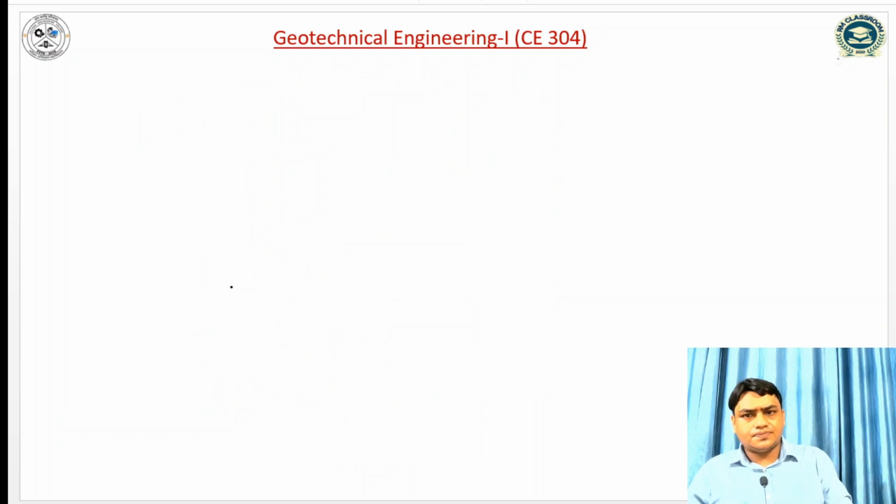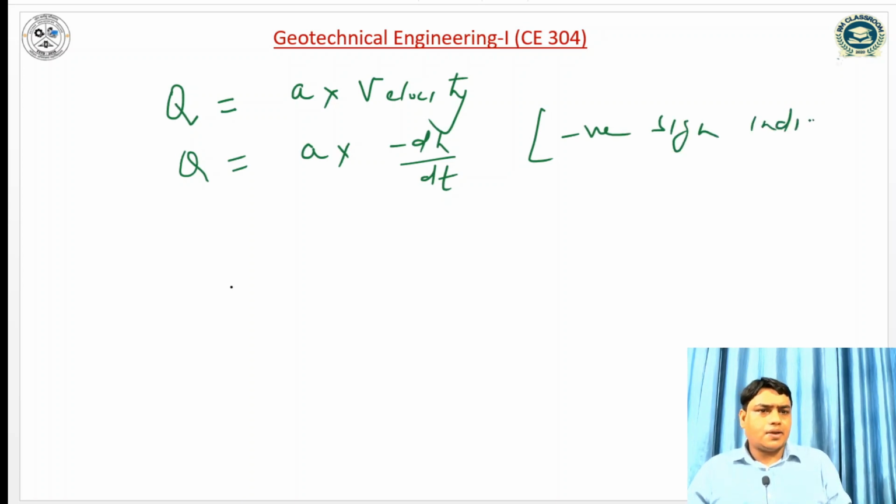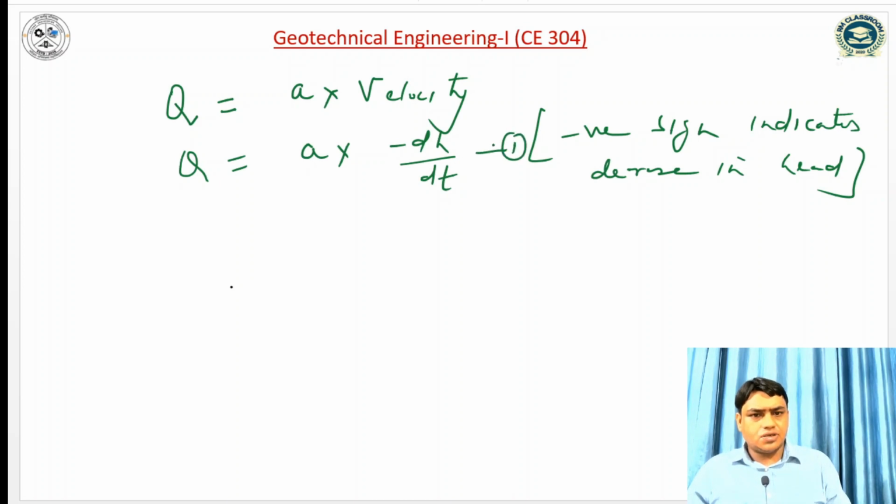So we can write discharge as area into velocity. So Q can be written as A into minus dH by dt. The negative sign indicates a decrease in head, where A is the cross sectional area of the standpipe. So let us assume this is our equation 1.